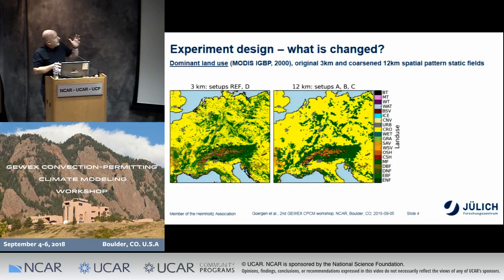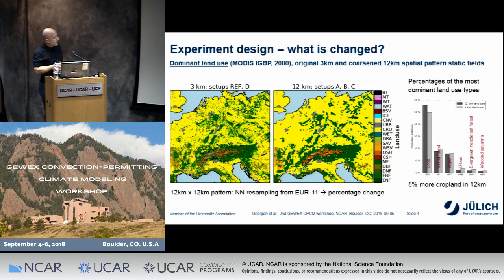So now, what have we actually changed? Dominant land use: we use here the MODIS IGBP, left-hand side 3 kilometers, 12 kilometers here. So we coarsen the original 3 kilometers to 12 kilometers. And what goes hand in hand with this is that percentages of most dominant land use types also change a little bit. We'll see a bit of the effect later on.